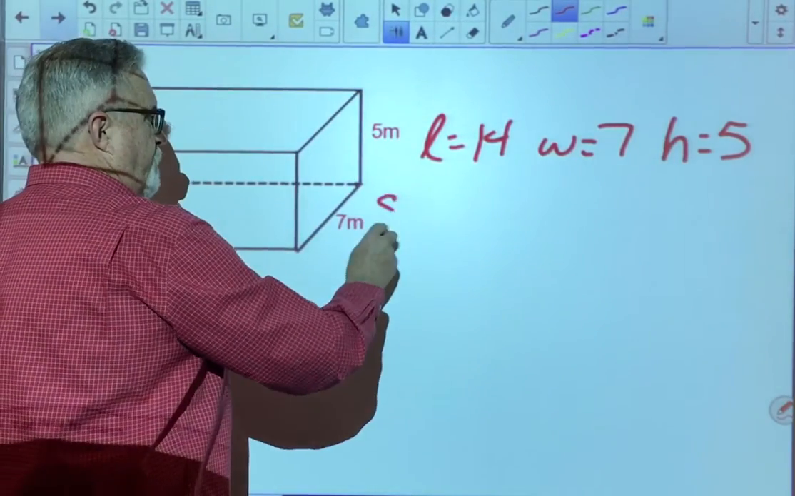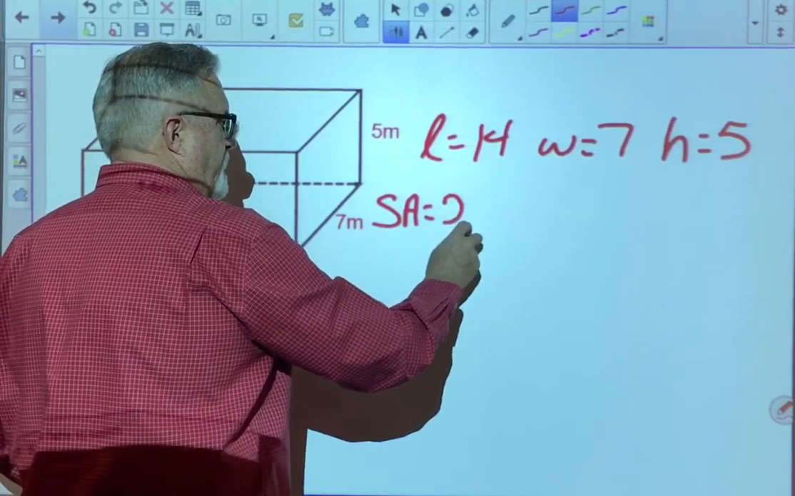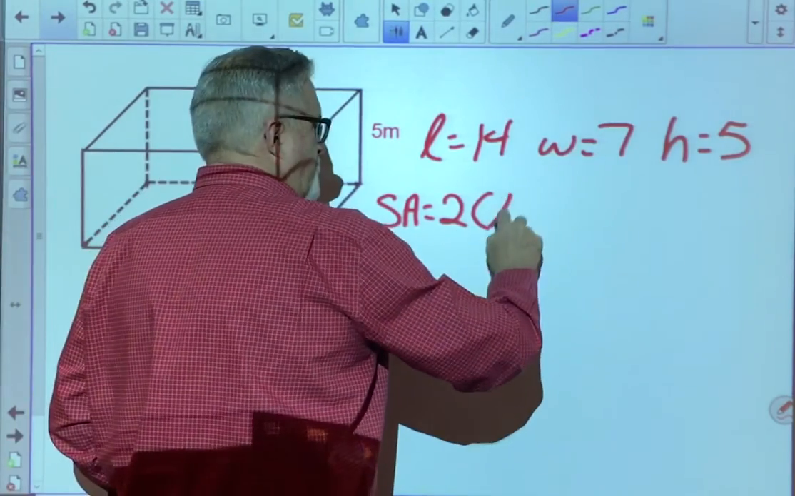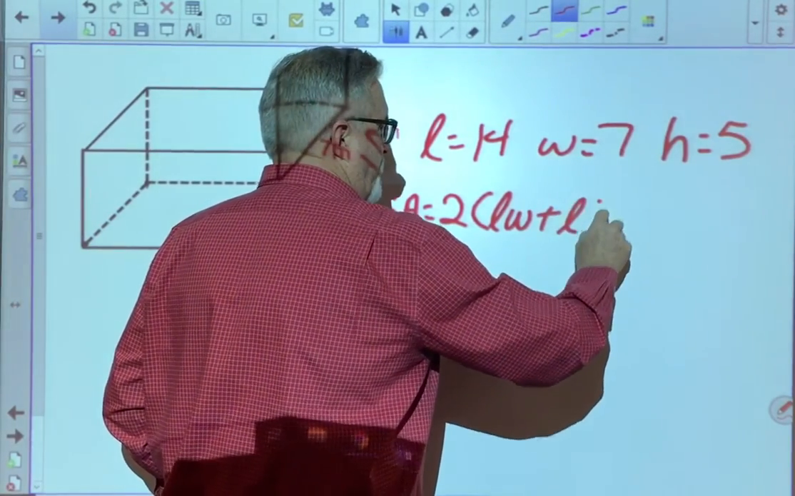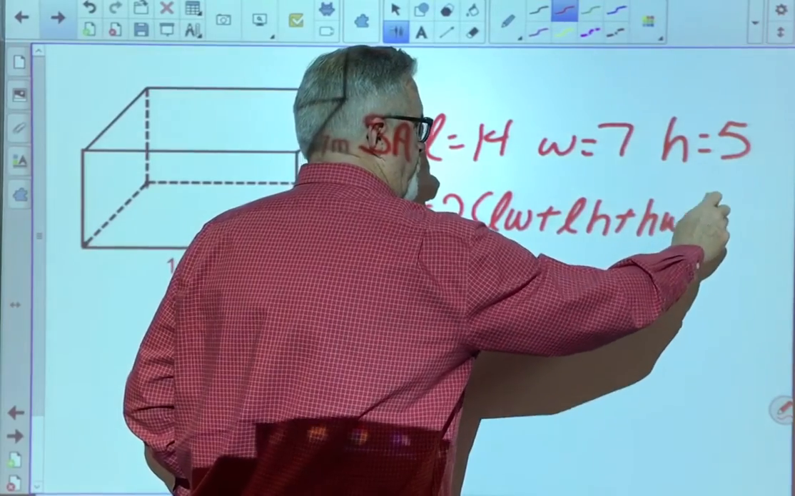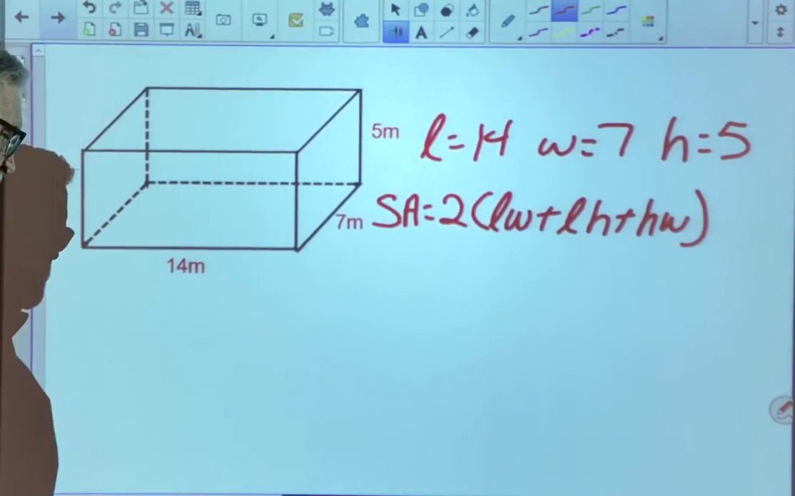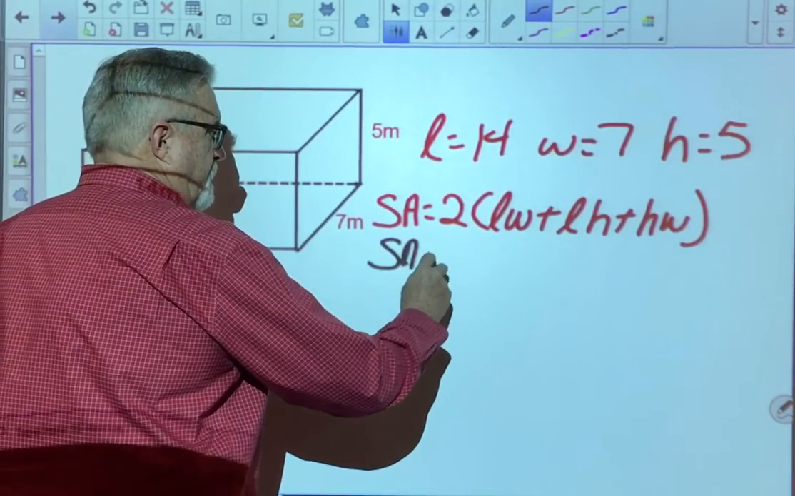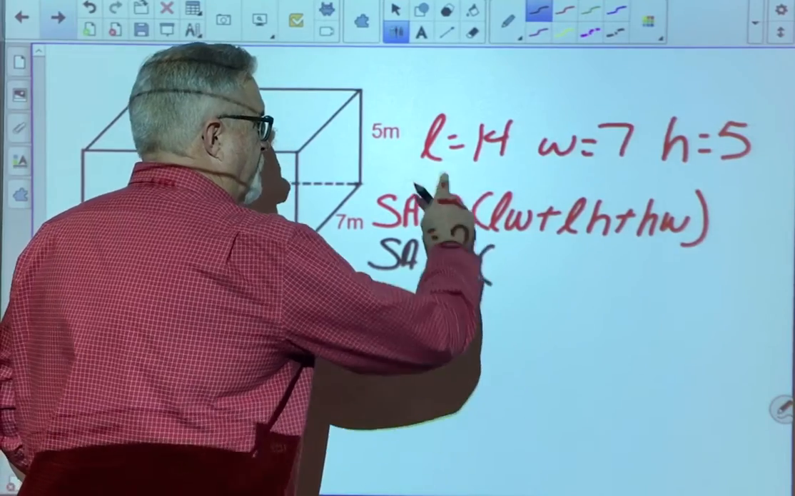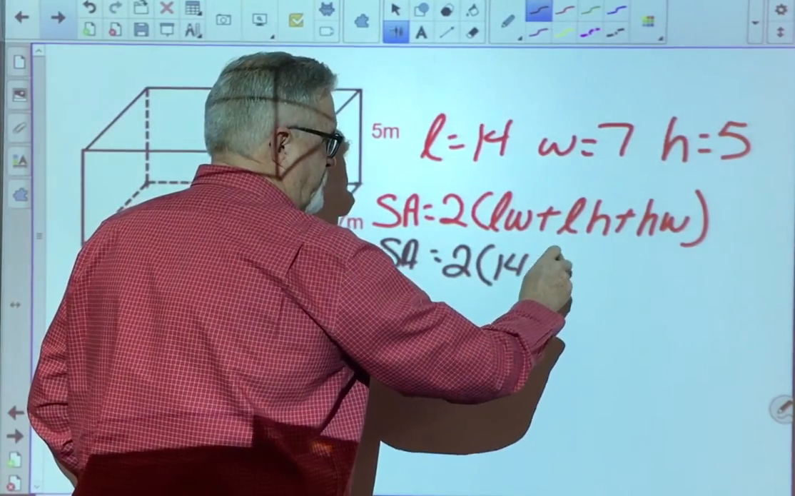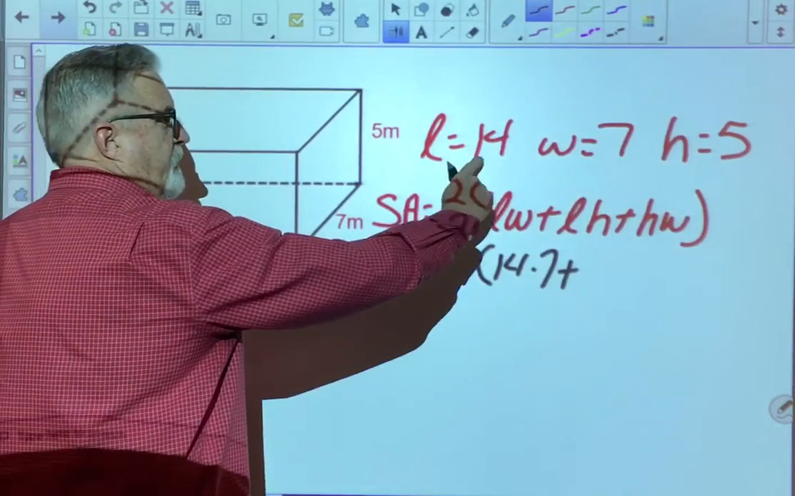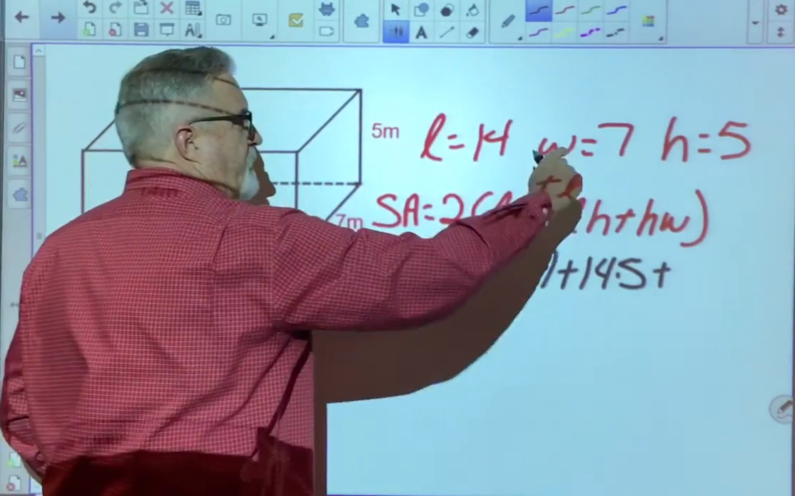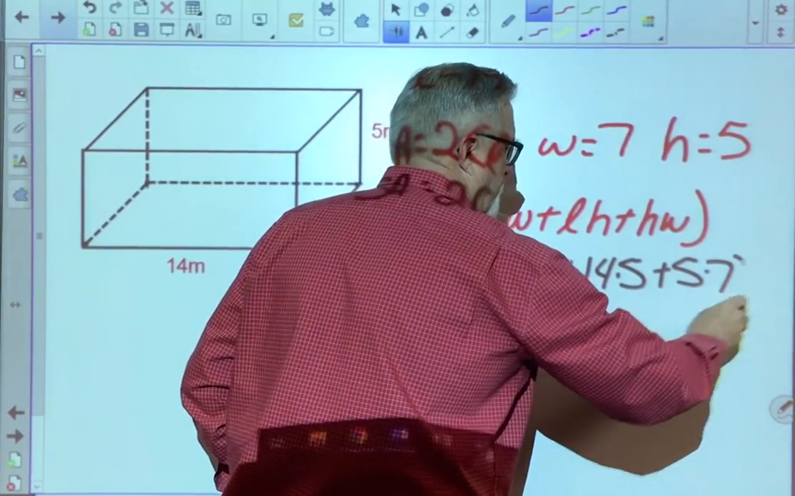So let's write that formula down. Hopefully we're starting to get that memorized by now. Surface area of a rectangular prism is equal to 2 times length times width plus length times height plus height times width. In this next step, we'll plug in our numbers. So surface area is equal to 2 times length times width, which is 14 times 7, plus length times height, which is 14 times 5, plus height times width, which is 5 times 7.